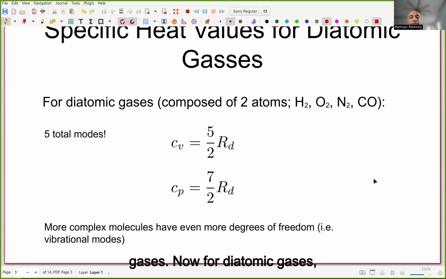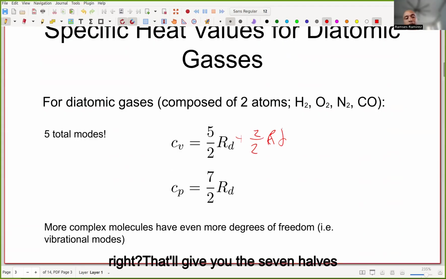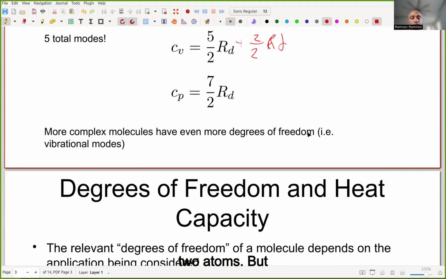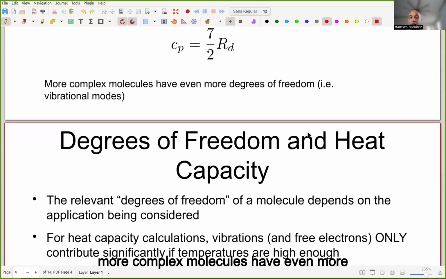Now for diatomic gases, we have 5 degrees of freedom. Remember, you've got 3 translational, 2 rotational degrees of freedom. That's 5. And then you add an extra 1, right? And that'll give you the 7 halves R_D, or 3.5 if you prefer. So again, the diatomic molecules that have 5 degrees of freedom, these are H2, O2, N2, CO, gases like those that have 2 atoms. But more complex molecules have even more degrees of freedom, including maybe vibrational modes, as we'll talk about in a second.